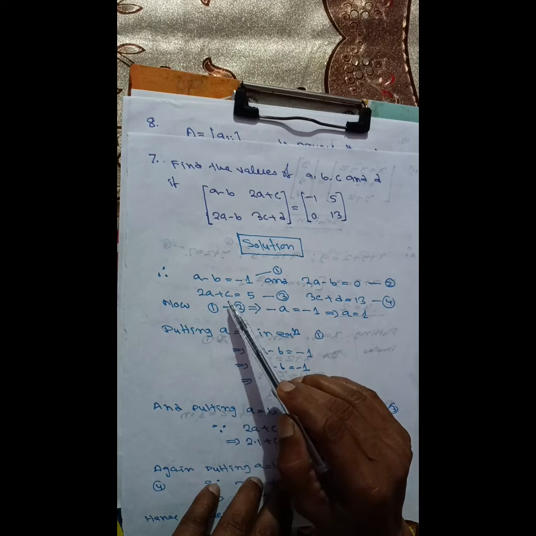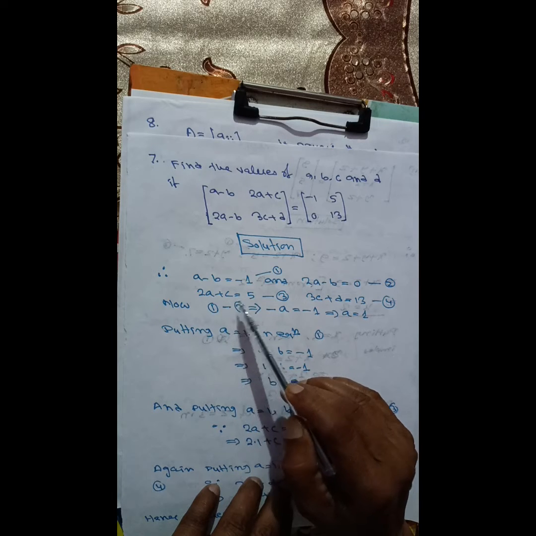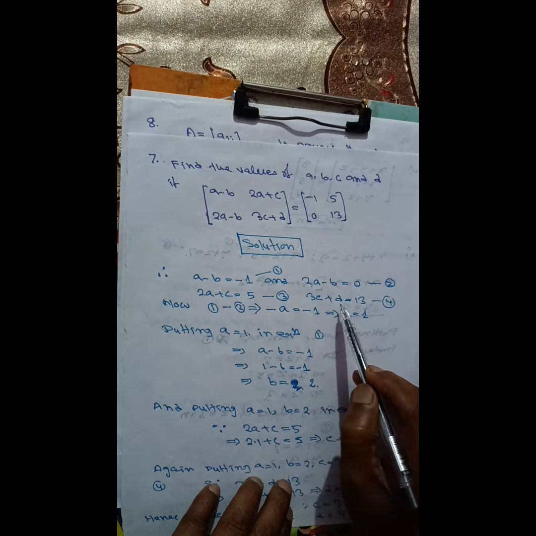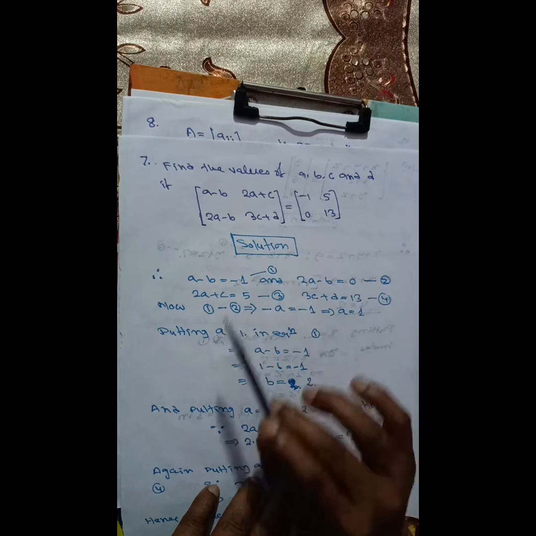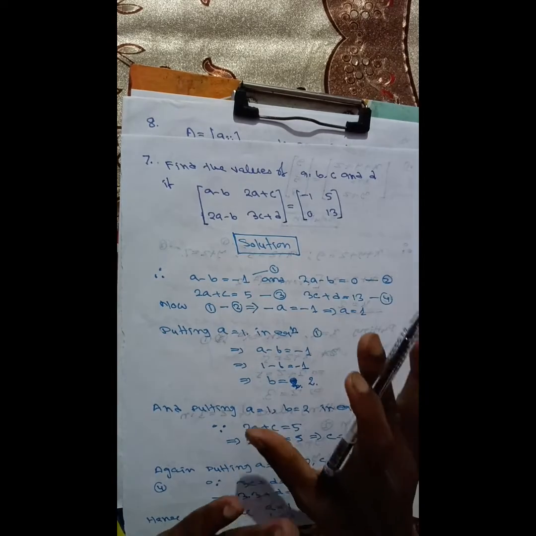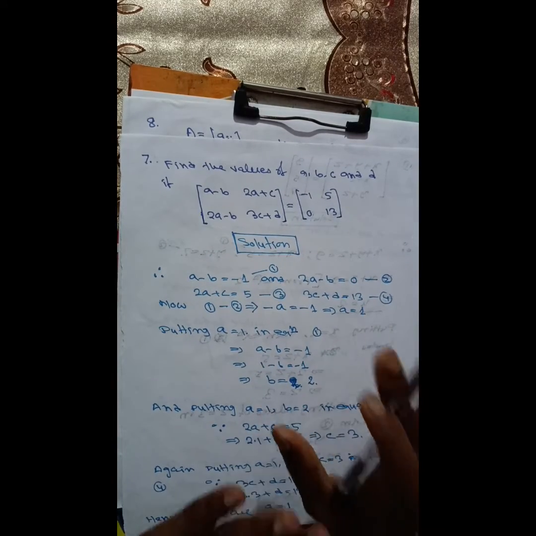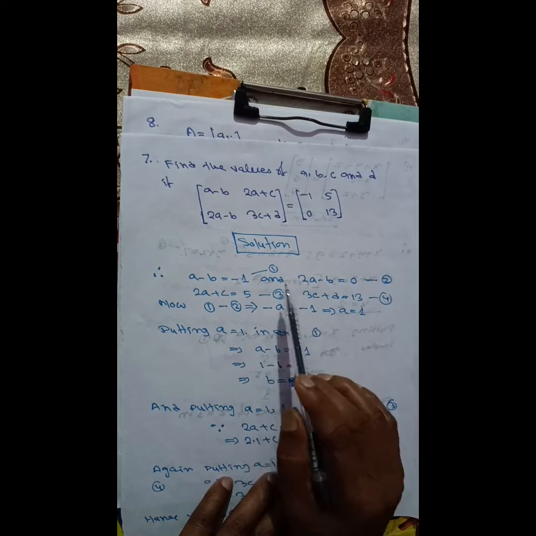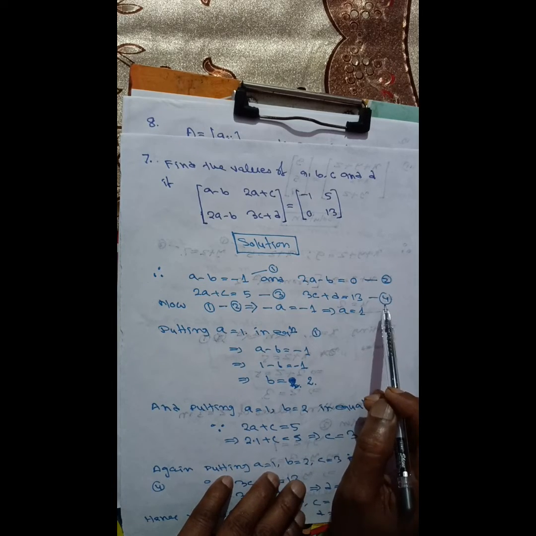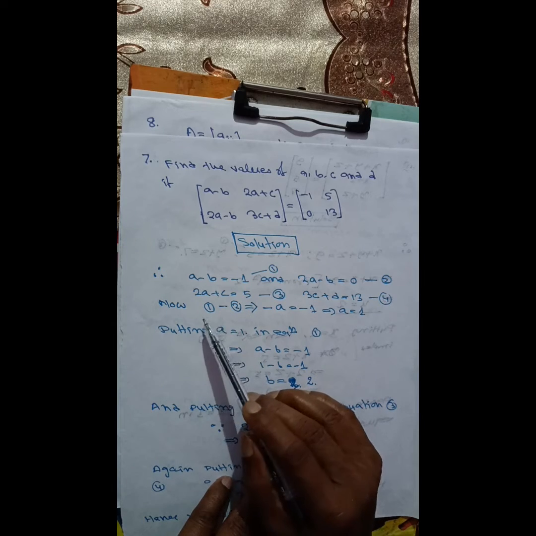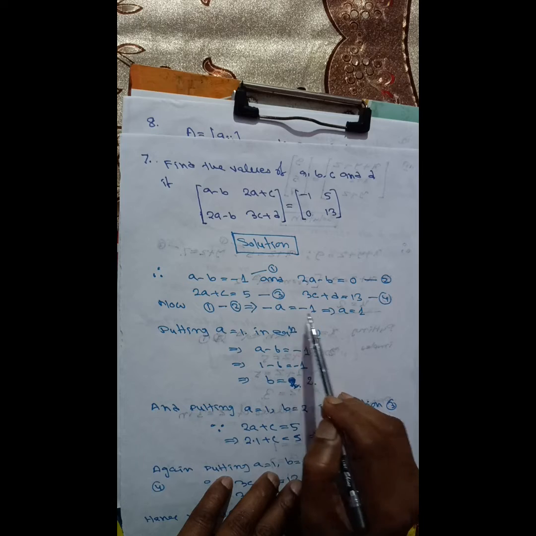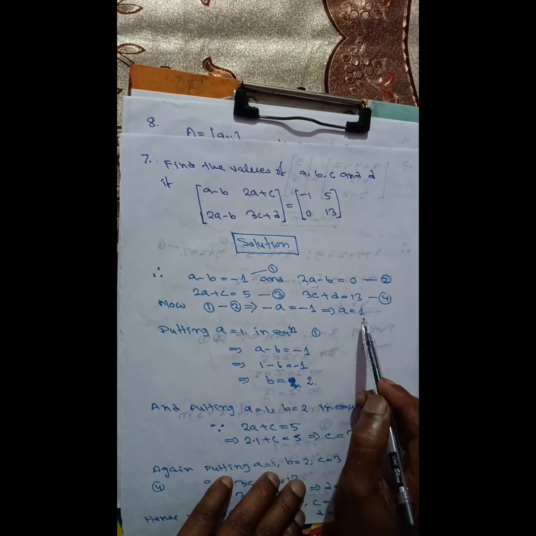And twice A plus C is equal to 5. And thrice C plus D is equal to 13. That is the corresponding elements. If we solve these 4 equations for 4 variables, equation 1, equation 2, equation 3, equation 4, and if we solve equation 1 minus 2, then we get minus A is equal to minus 1. That means A is equal to 1.